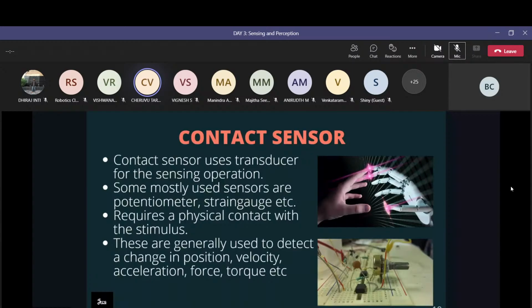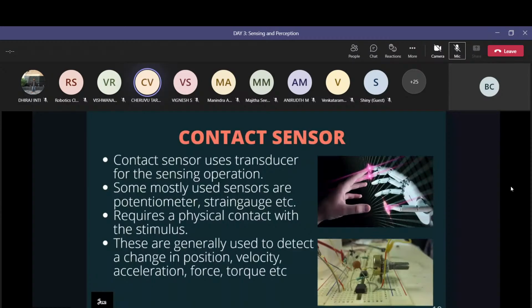A basic example of a contact sensor is a touch sensor. Take a robot, you can imagine a robot in your mind. A robot will have a hand, and it will have fingers. A robot finger is capable of holding some devices in its hand. So it can sense that it is holding something.